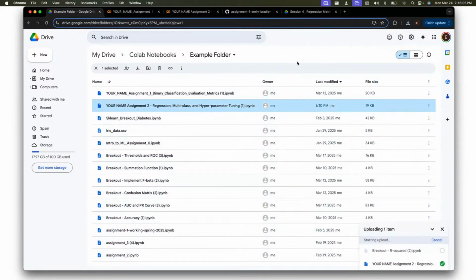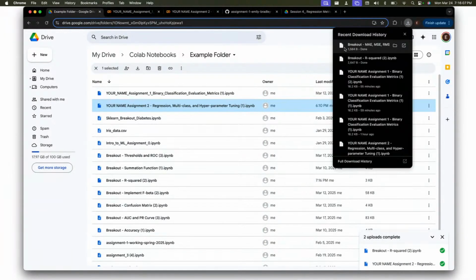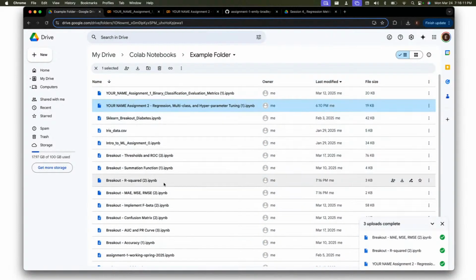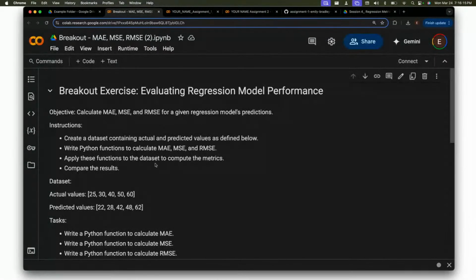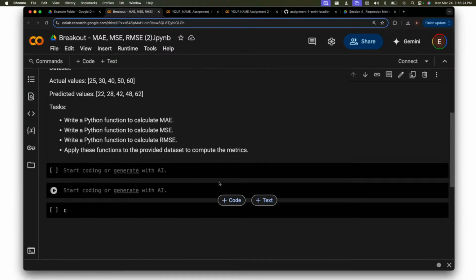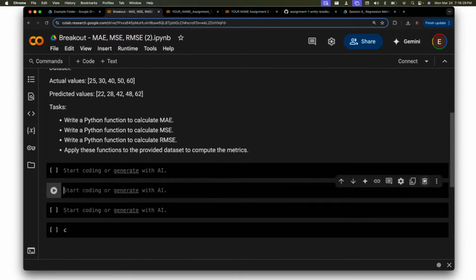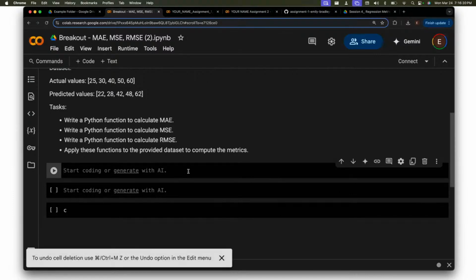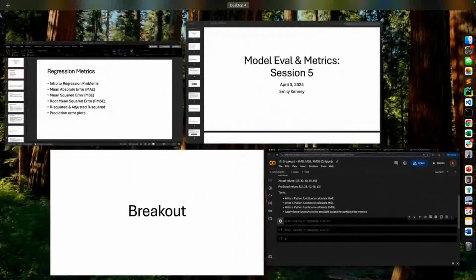Let's talk R squared. But before that, let's do absolute error. All right, let's spend a few minutes on this breakout here. We're going to calculate the mean absolute error, mean squared error, and root mean squared error for these model predictions. So let's write a function. Let's just do this together. It'll just take a moment.